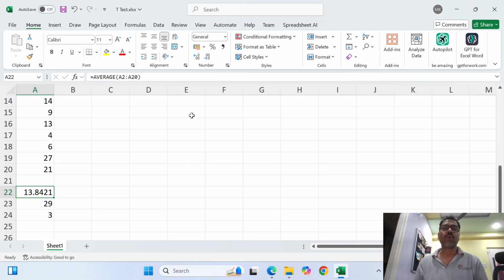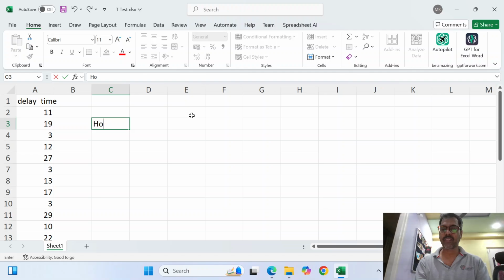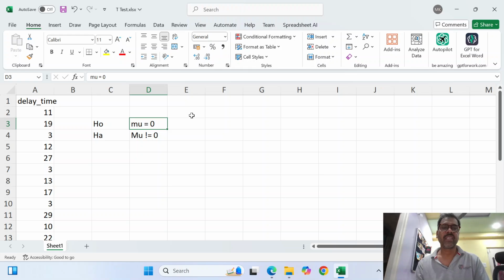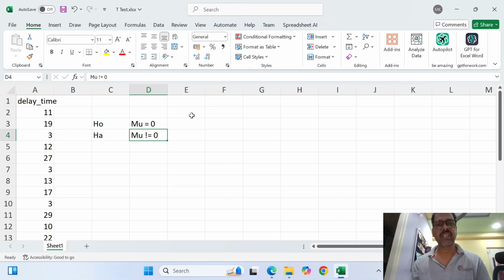Okay. Now, what should be the ideal value for the delay? It should be 0, right? So my null hypothesis is going to be mu is equal to 0, right? And my alternative hypothesis is going to be mu is not equal to 0. Okay, so mu is anything other than 0. Mu means the average in the population, right?